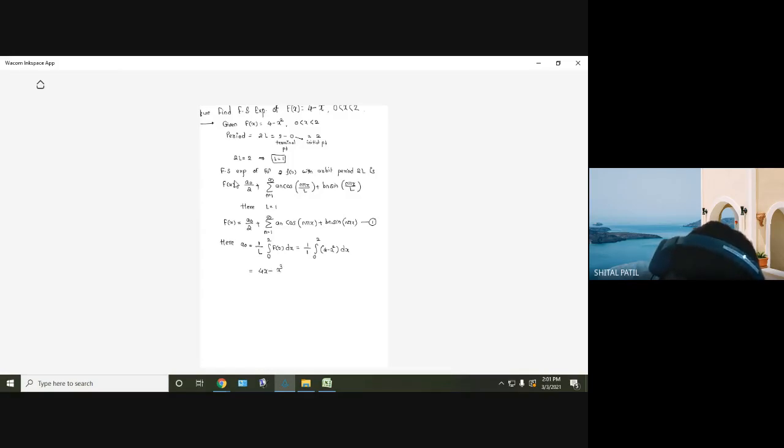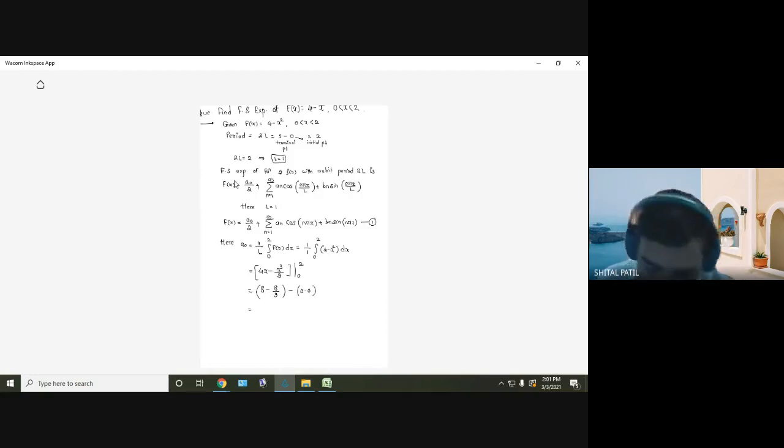4. Hope everyone knows the integration very well. 0 to 2. Substitute the upper limit, 2. So 8, 8 by 3. Minus lower limit. Absolutely clear up to this step?